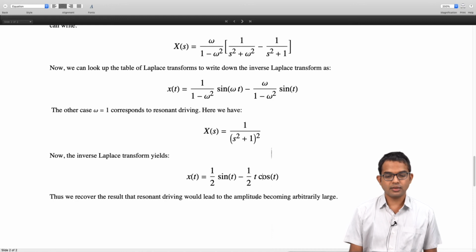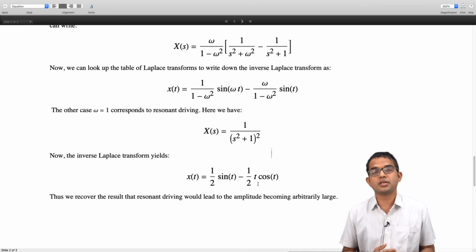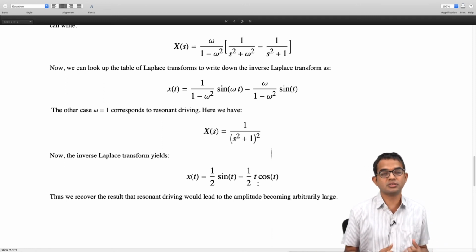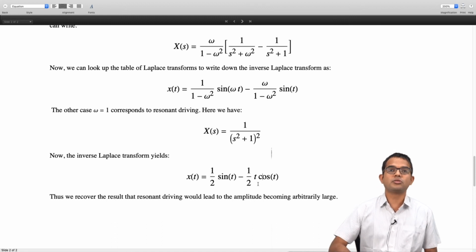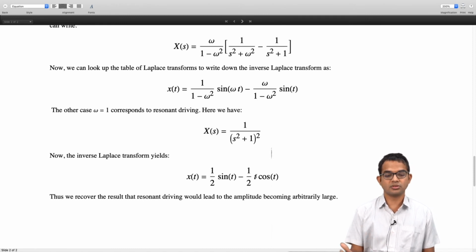And here in fact this t is what contributes to your amplitude becoming arbitrarily large, right? So this is also something that we have seen. When you drive your system at resonance and if there is no damping, what do you expect? The amplitude will have to keep on increasing, right? Although there is a sinusoidal dependence, that becomes not so important for very large times. It's this factor of t which will dominate, and so your amplitude becomes very very large, as we have seen.